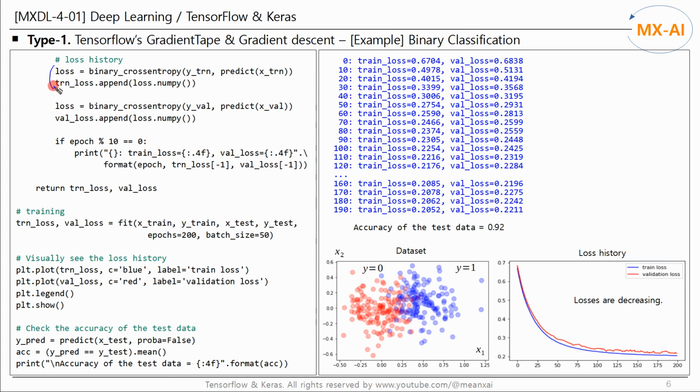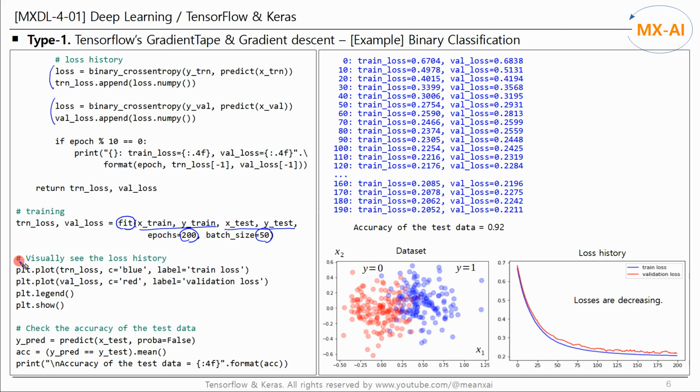Then we calculate the loss for training and the validation data. This has nothing to do with training. It's just to observe changes in loss during repetitions. Now we call the fit function to train the neural network. Enter the training and the test data into the fit function. The number of iterations is set to 200 and the batch size is set to 50.